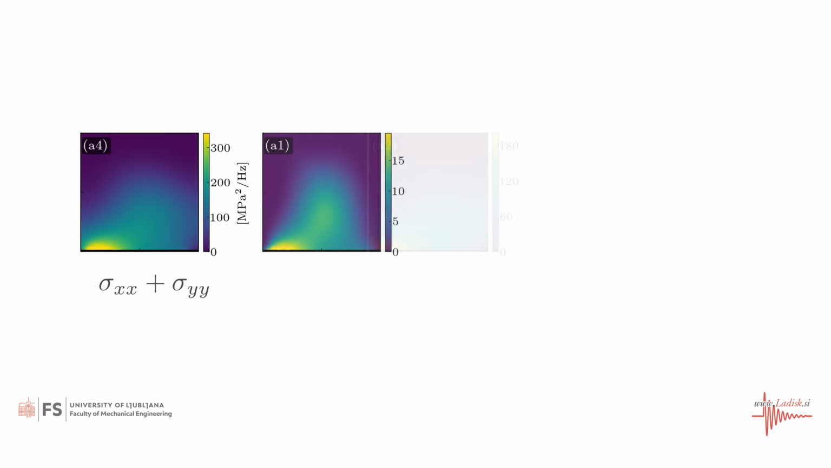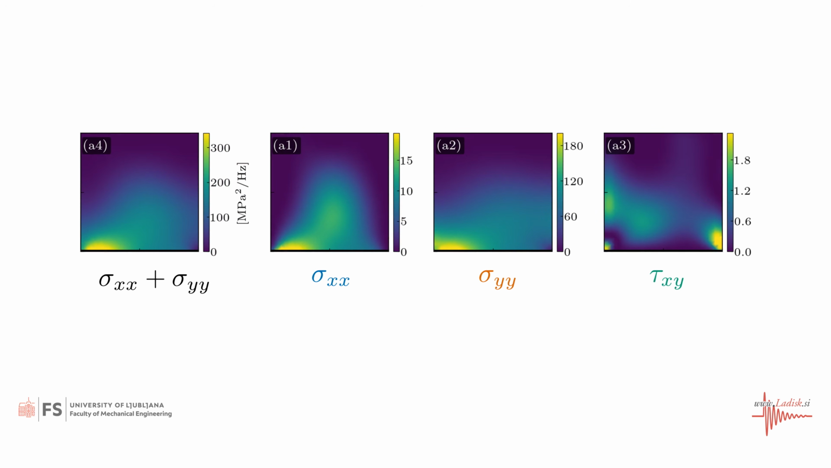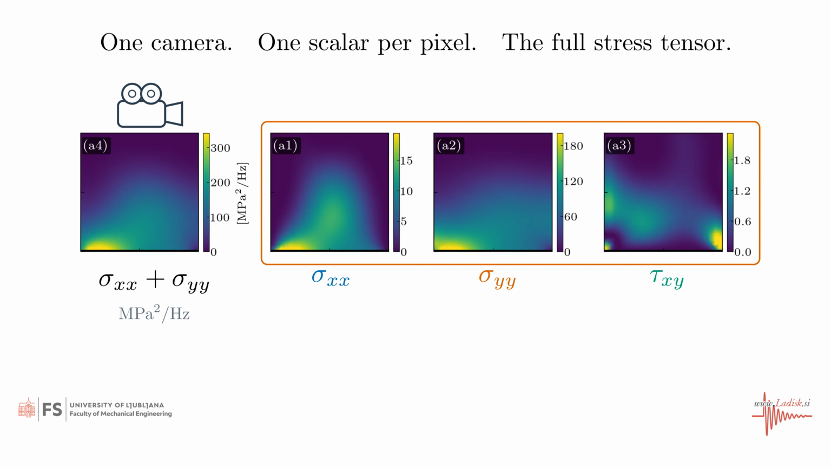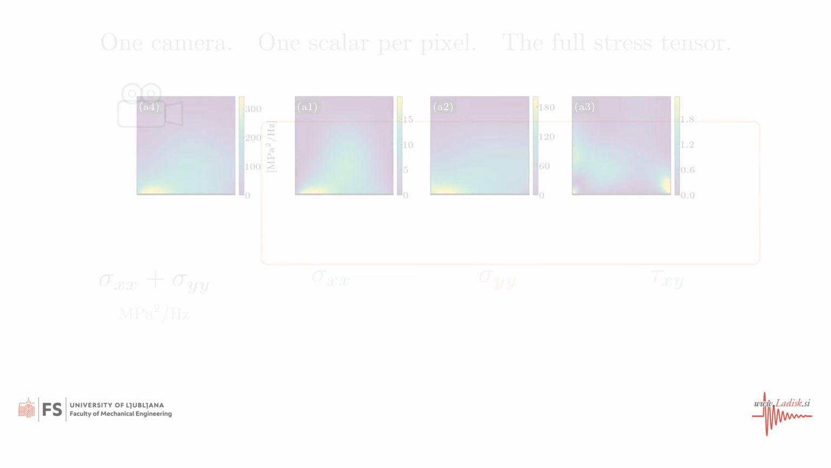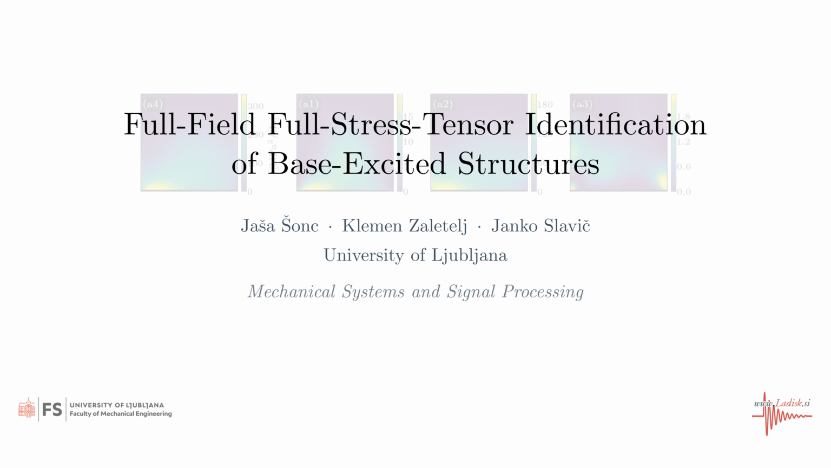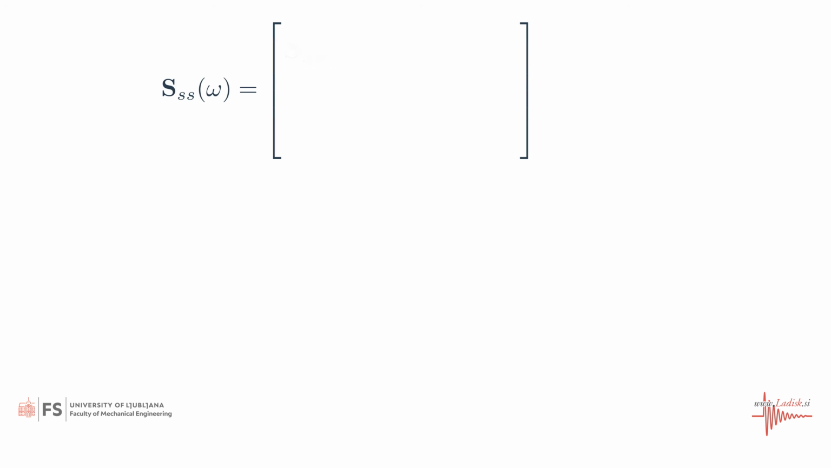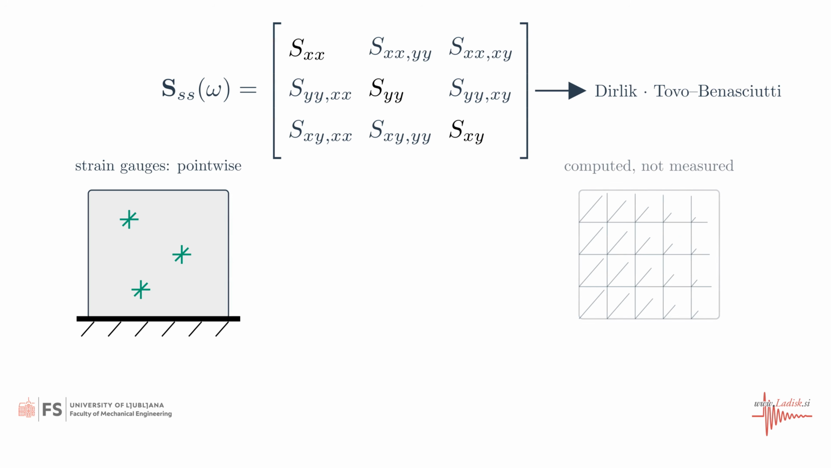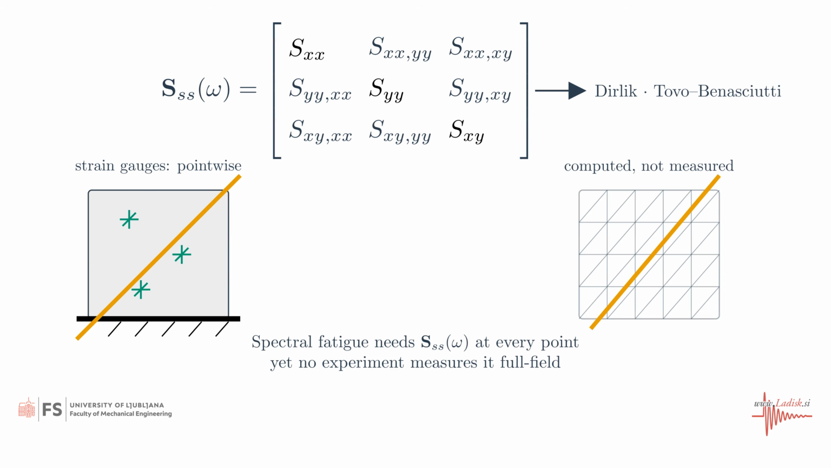Every stress map on this plate, even the shear, was reconstructed from a camera that measures one number per pixel. In this article, the full in-plane stress tensor power spectral density of a base-excited structure was identified from a single invariant thermoelastic camera measurement. Fatigue prediction needs this full matrix everywhere, yet strain gauges are pointwise measurements and finite element stress is computed, not measured.